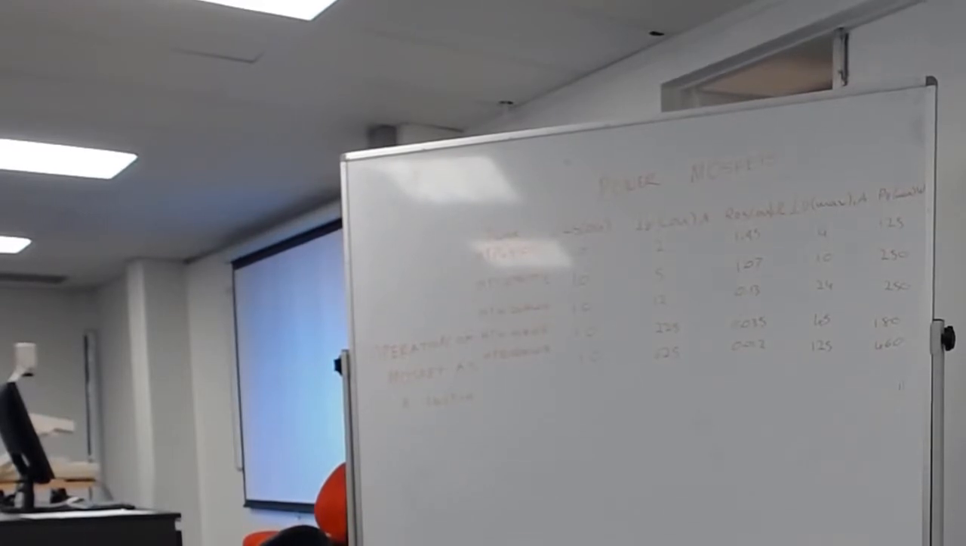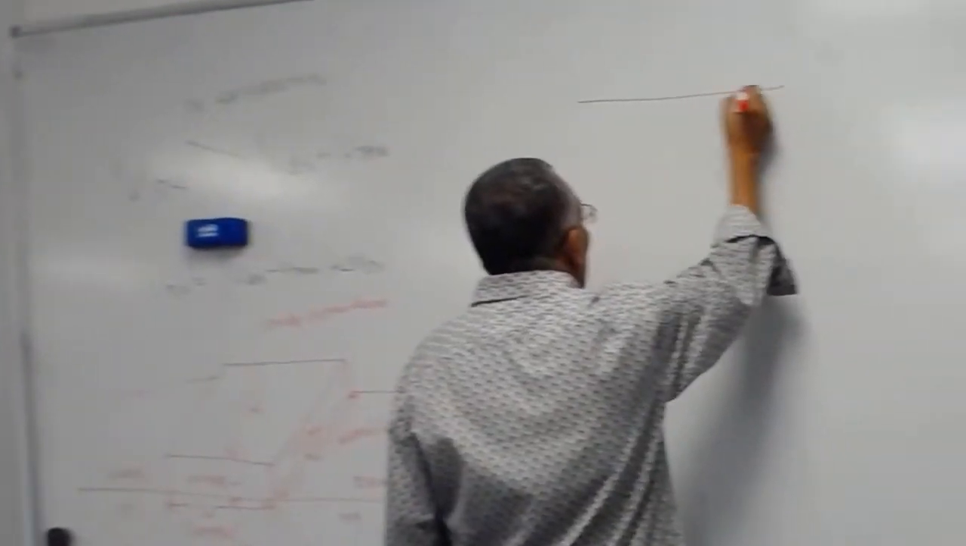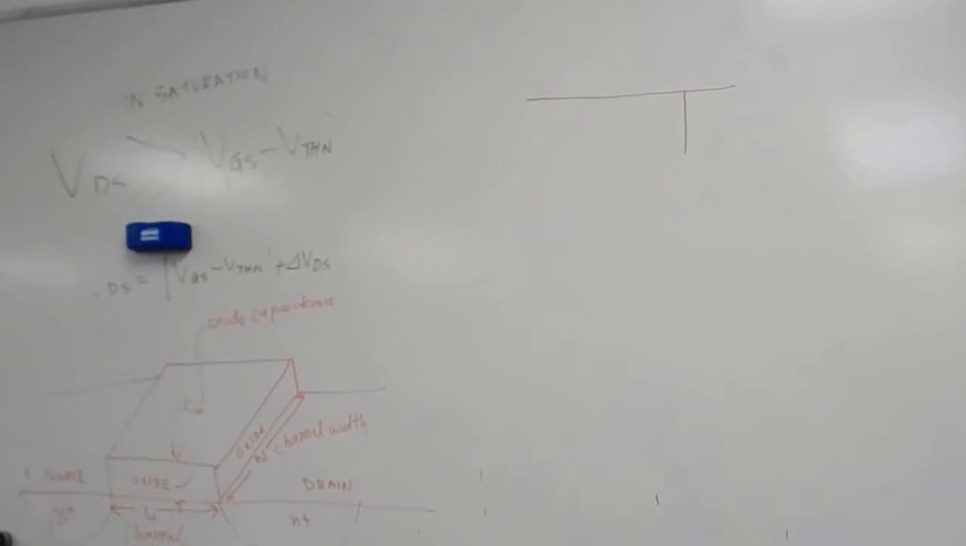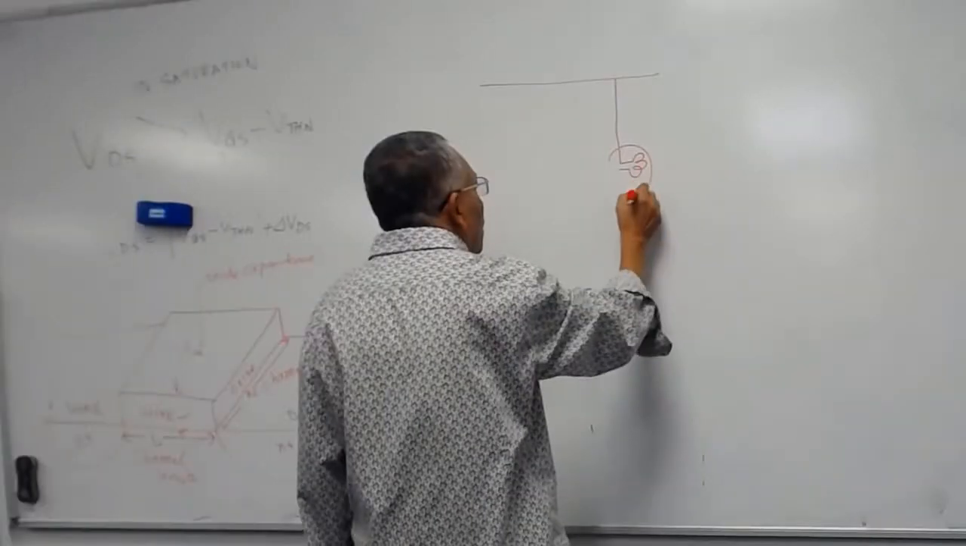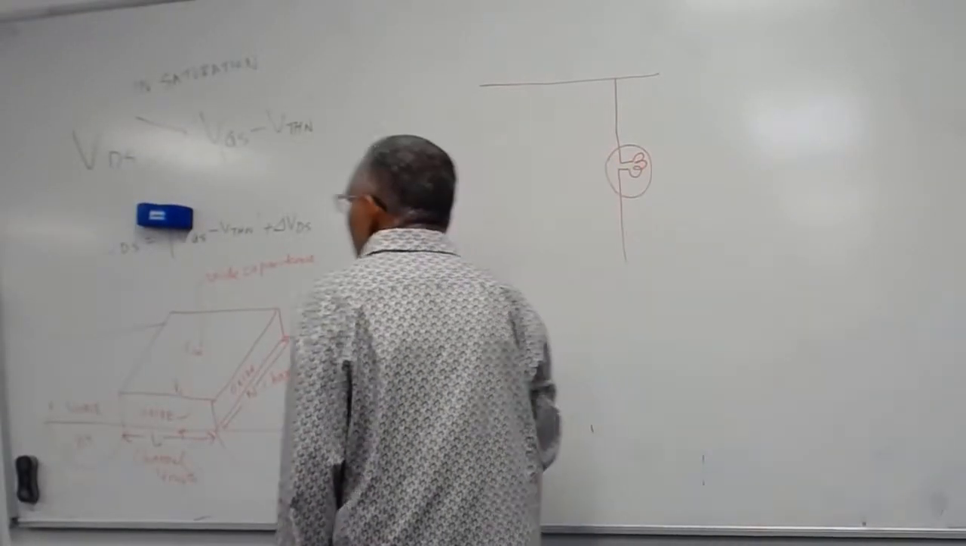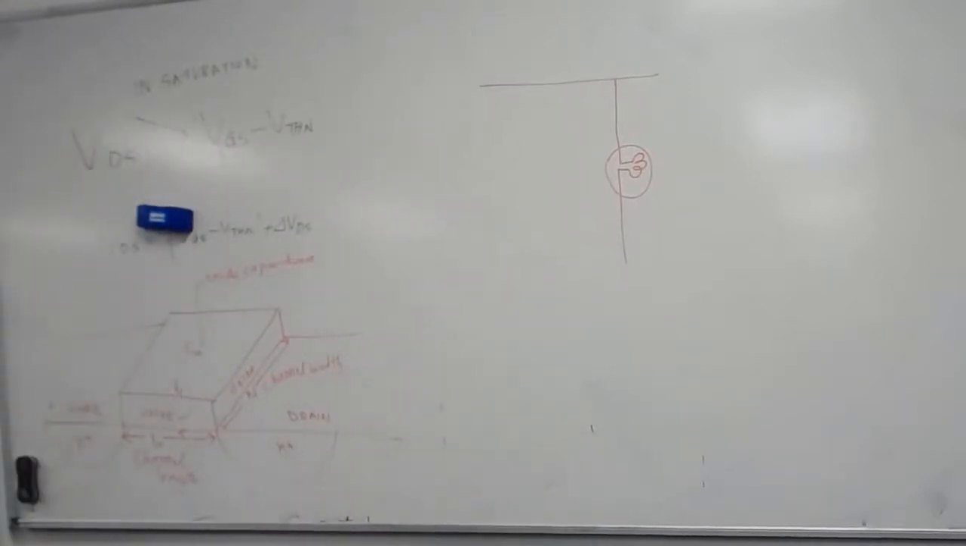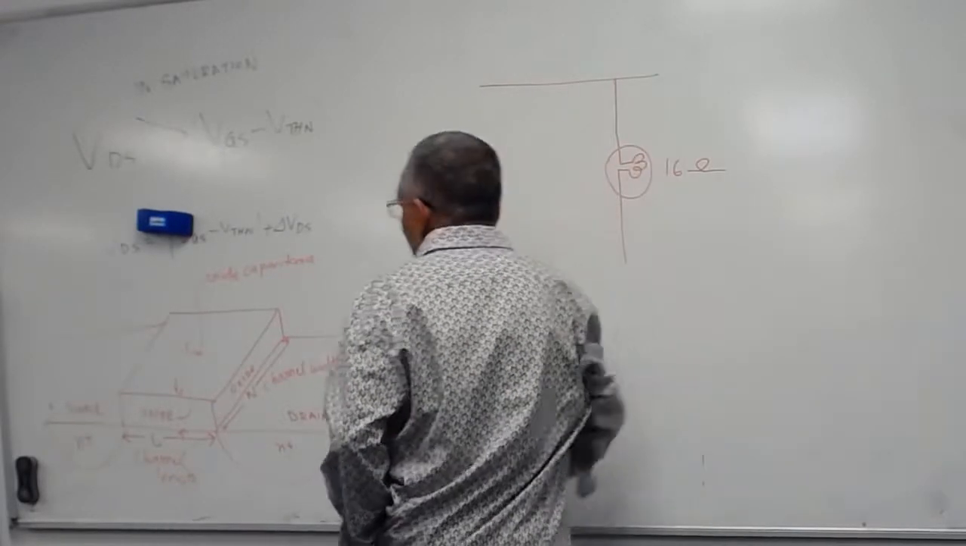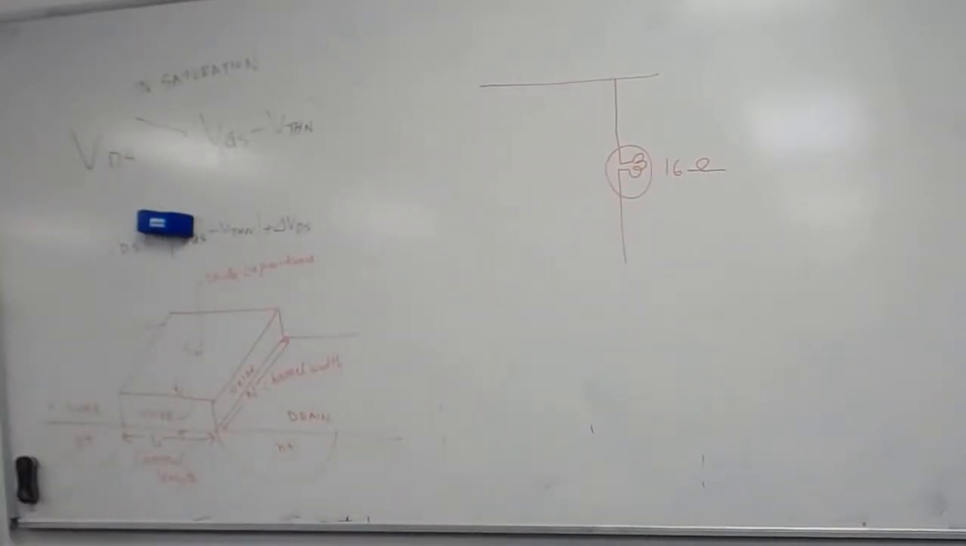Okay? So let's do an example here. Say you have a transistor which is going to operate a light bulb. So you have a light bulb, and this light bulb has a resistance of 16 ohm. And you have a supply voltage of 40 volts.